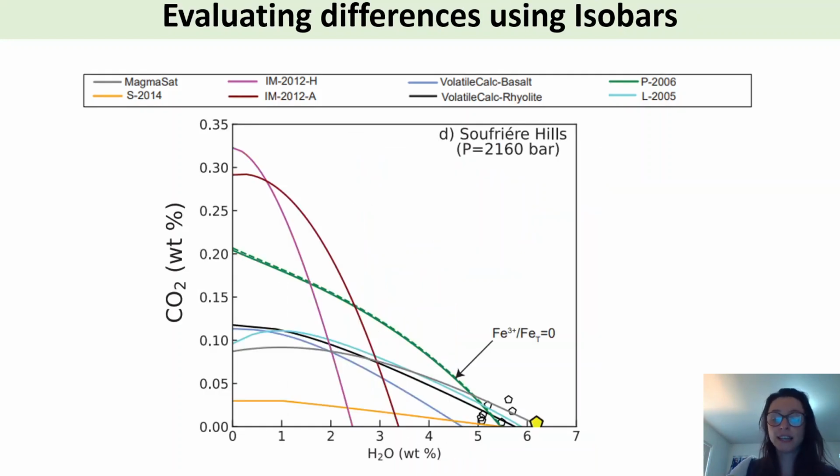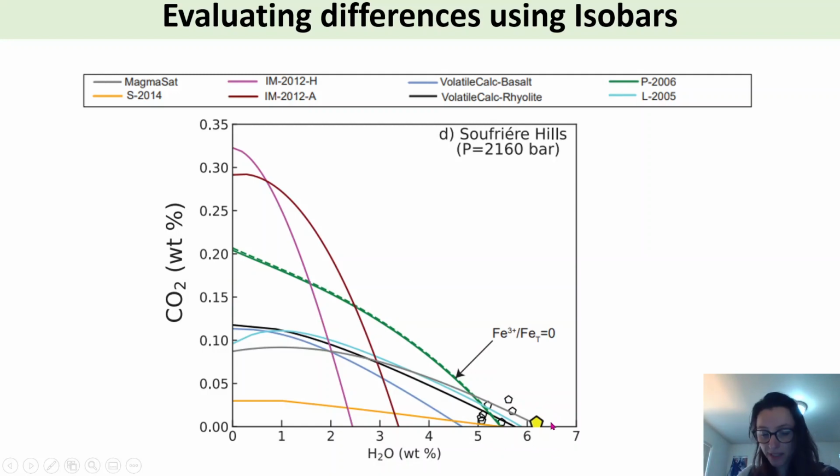One way you can do this is to draw an isobar diagram. What I've done here is take the melt inclusion with the largest discrepancy between the models, just to give us the biggest differences. I've taken the saturation pressure calculated for that melt inclusion using magmasat, and then drawn isobars using all of the different models. This really allows us to visualize what the water and the CO2 solubility predicted by each model is doing.